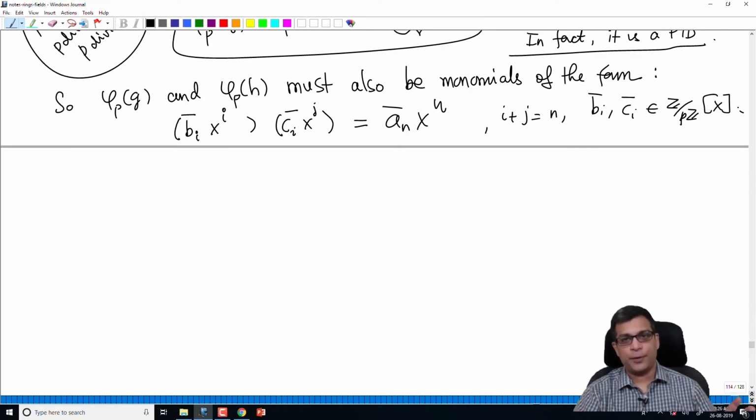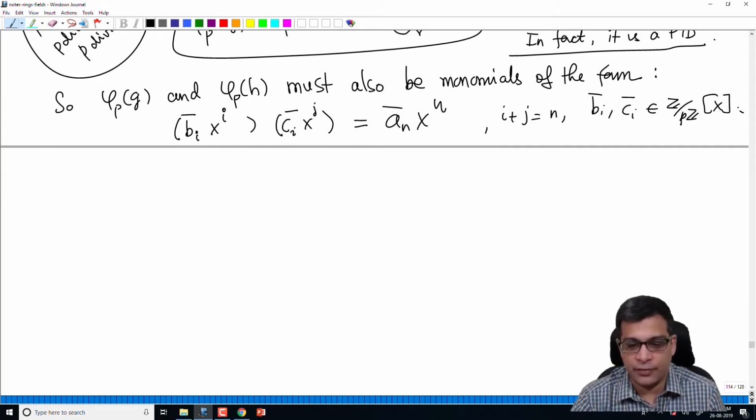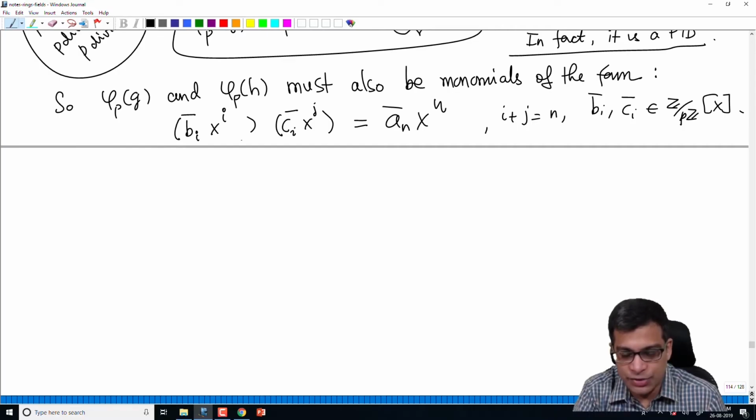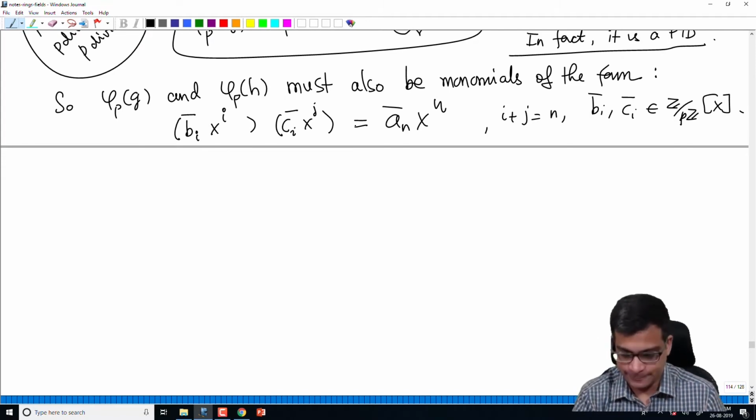This is the only possible factorization of a monomial of the form a constant times x power n, because if there is any other factorization, that means if, for example, phi pg has two terms, then in the product also you will have two terms. So there will be two terms of different degrees, whereas there is only one monomial here.